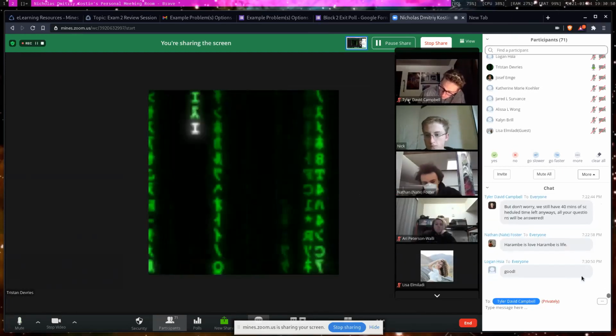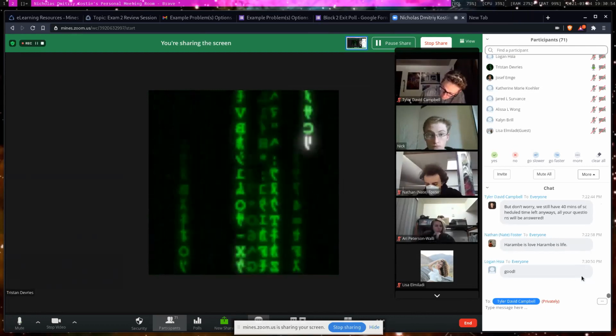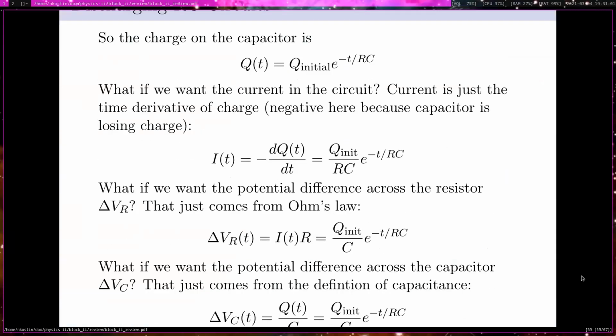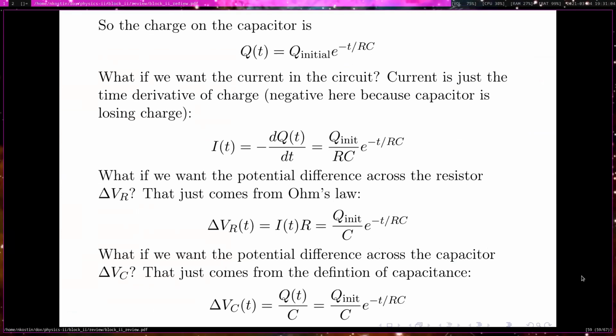I was wondering, for the current as a function of time, could we replace the charge over C with just the initial voltage? Yes, absolutely. You're talking about right here. Yes. Q initial over C, that just happens to be what the voltage across the capacitor is. And initially, the voltage across the capacitor is just my initial voltage in the circuit. That's that same quantity right here. And V over R, that happens to be my initial current. When it's my initial current, it's my initial voltage too. Yeah, great question. Okay, thank you.